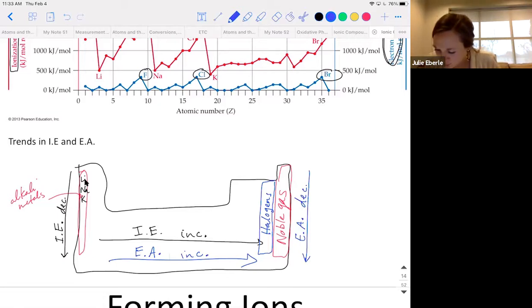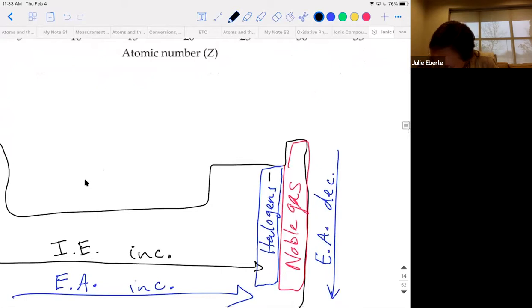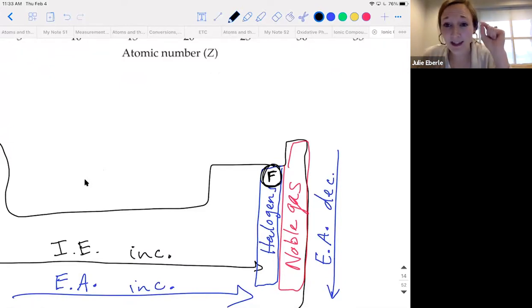Essentially, as you go towards fluorine, I'm going to draw fluorine in here. Zoom in. Fluorine is the top halogen. I'm going to circle fluorine. Fluorine is the single element that has the highest electron affinity, okay? So as you move towards fluorine on the periodic table, you have a higher and higher draw for electrons, a higher electron affinity. As you move away from fluorine, your electron affinity decreases, okay? Questions on that?